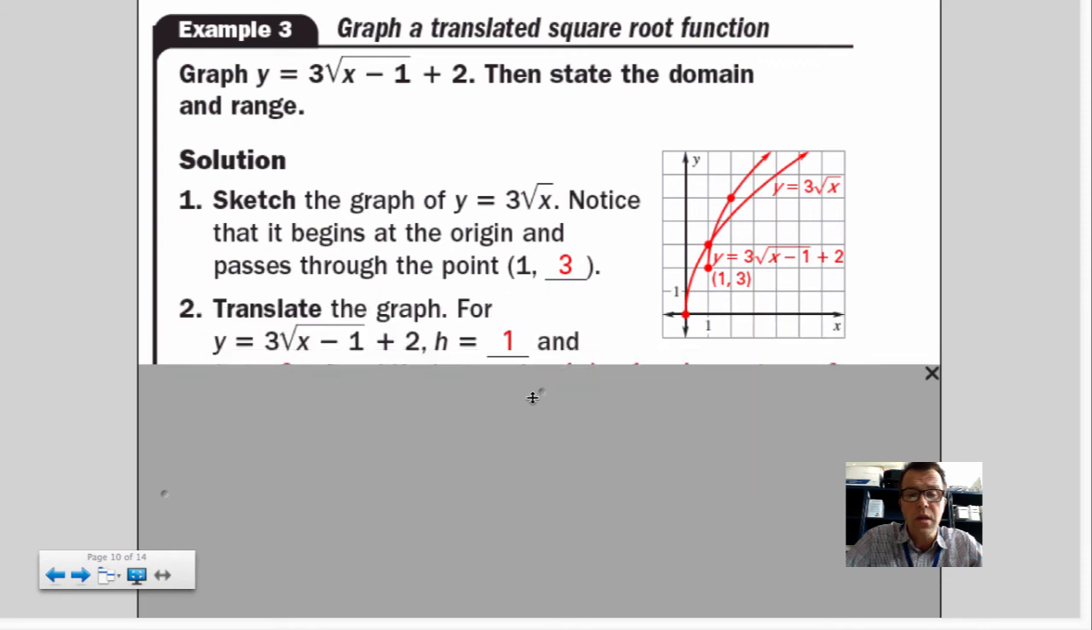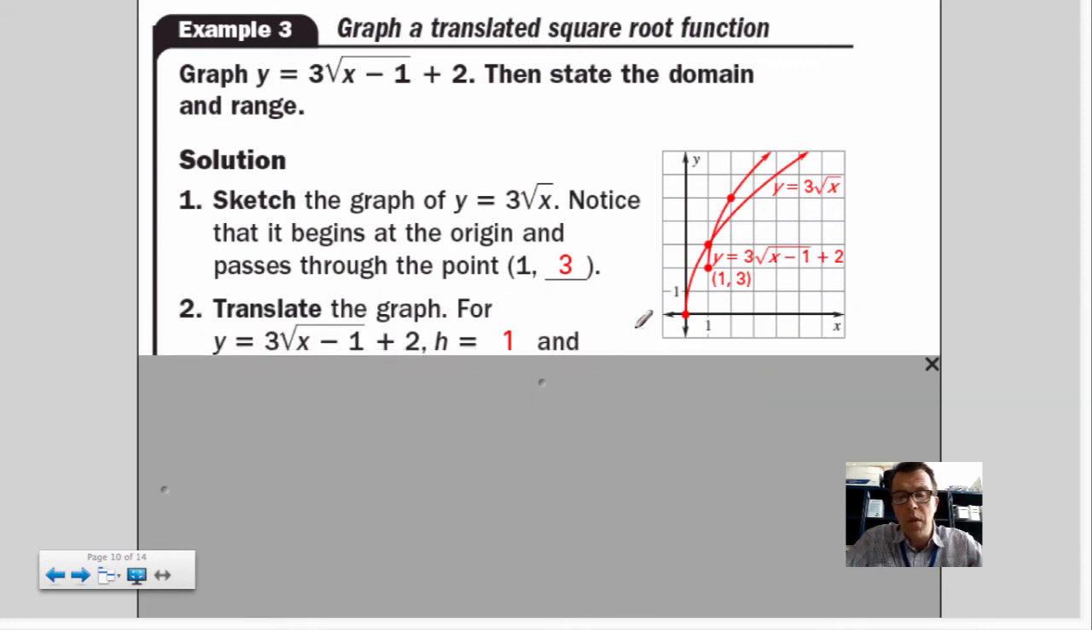So here's the graph. Let's break through this carefully. As you can see here, the original parent graph starts at the origin. And what they've done first is taken the parent graph and amplified it by 3. So you would have gone over 1, up 1, but now you're up 3. Then they're including the shifting.